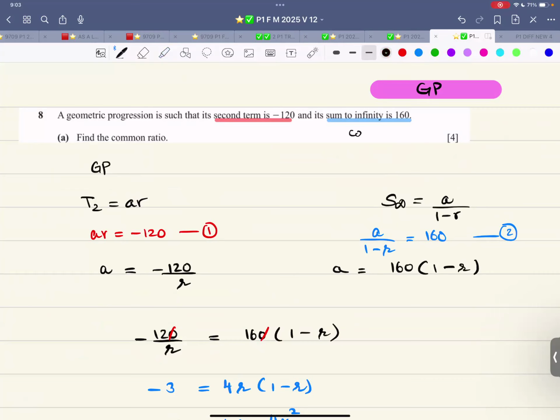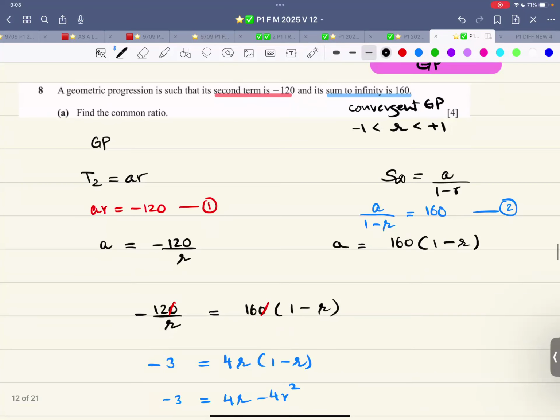Sum to infinity is also written as a convergent series, geometric series. And the common ratio should lie between -1 and +1. Keep that in mind. Find the common ratio. First thing, T2 is AR. AR is negative 120. Make A the subject. So make a habit of doing that. That is the first thing.